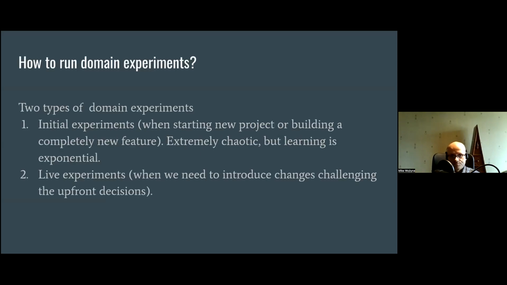Okay, so how do we run these domain experiments? Basically, I found that there are two types of domain experiments. Something I call initial experiments. It's what we do when we're starting a completely new project or building a completely new feature. So you don't have anything except requirements or some description. Then you're running initial experiments. And the characteristic behind it is that it's extremely chaotic, but at the same time, learning is exponential.